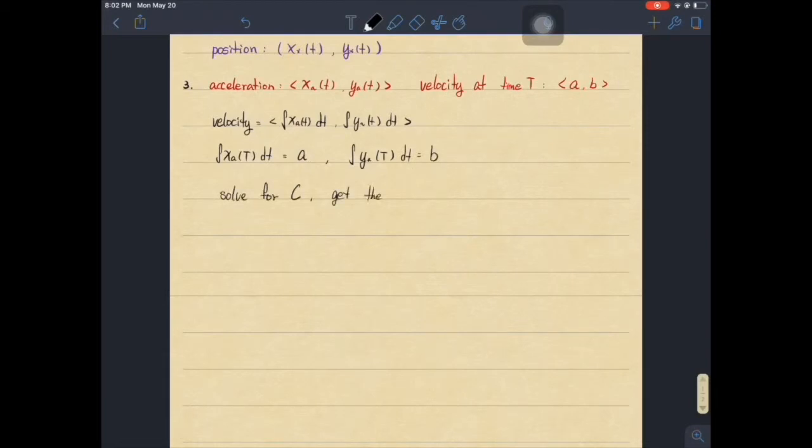So in order to solve for c, we plug the velocity at time t back into the integral, and then we get the actual equation for velocity. And then we just plug in the time we want, and then we get the velocity at that time.